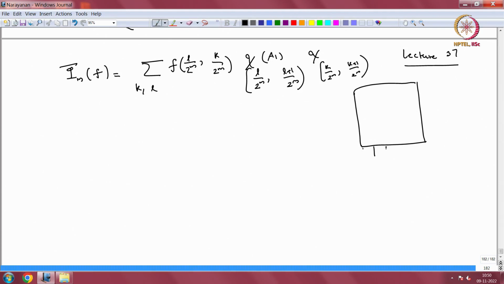Each interval is divided into subintervals of length 1 by 2 to the m, and similarly here. So we have this subdivision into squares of side length 1 by 2 to the m, that is what you should remember, and for each square we chose the left-hand, bottom corner coordinates.